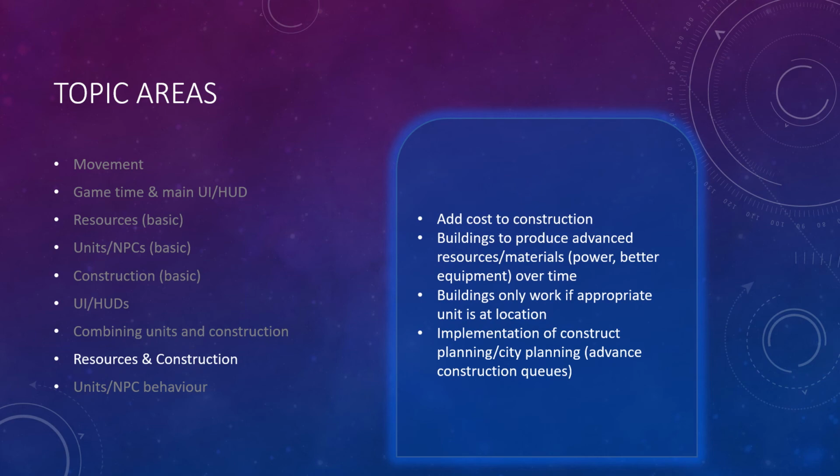So the idea is we're going to talk about buildings that produce things, so better equipment or power. And having these buildings only work when those new NPCs are there. We'll also add cost to construction and implement advanced construction queues where people can put priority on which buildings get built when, and they can start planning when or where the buildings will be placed long before they even get to the stage of having the resources to build that particular building.